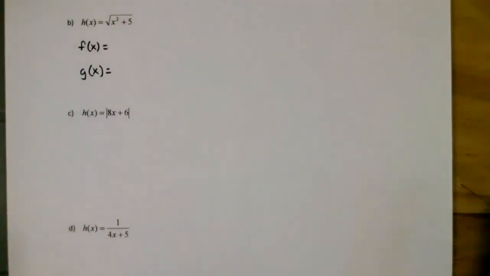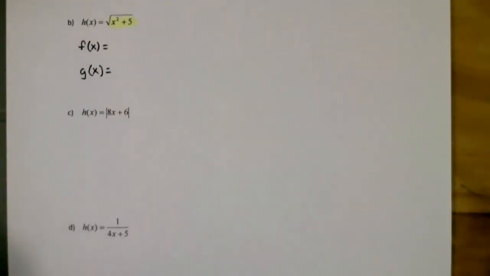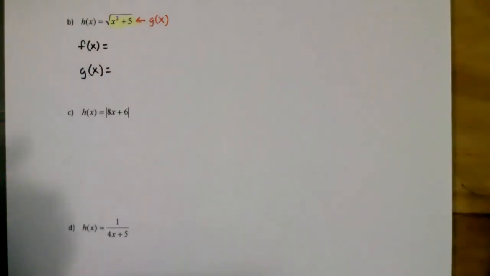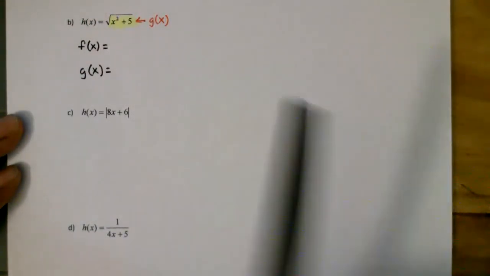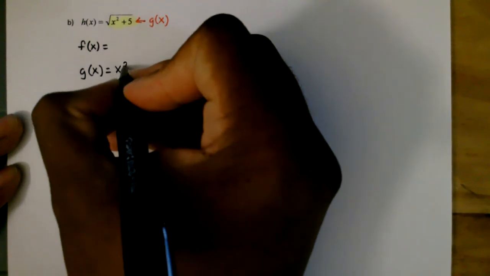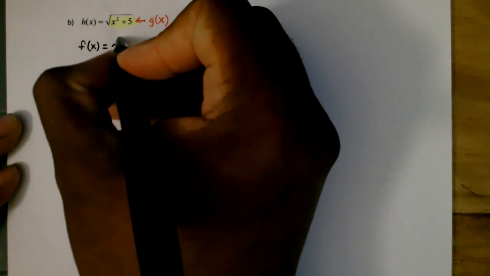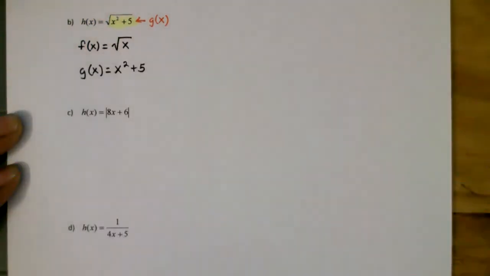All right, in this case, what's underneath the radical will be your g of x. That's your inside function. So here, that x squared plus 5, that's your g of x. What's underneath the radical will be your g of x. So in this case, your g of x will be x squared plus 5. And that x squared plus 5 was put in place of x in f of x. So f of x had to start off as the square root of x.